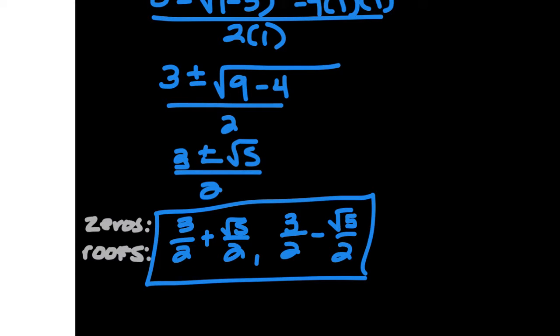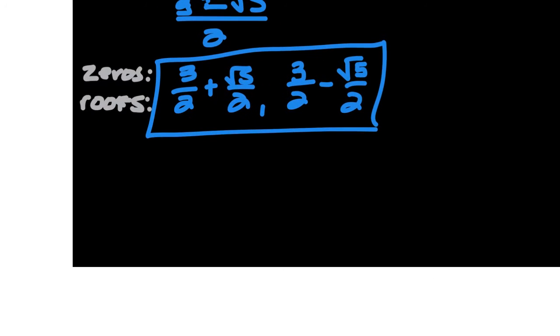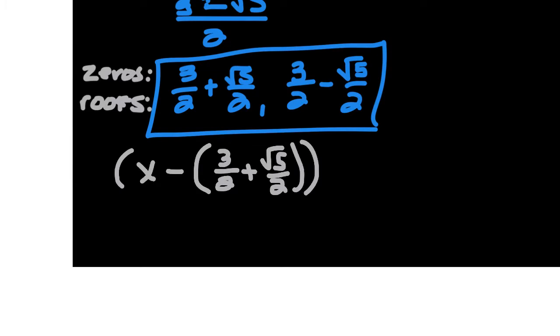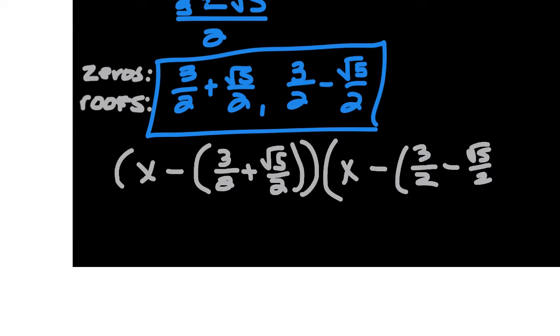Solutions, okay, that's what those would be. Now to write it as a product of linear factors, I have to put x minus in front of each of those. So x minus 3 over 2 plus root 5 over 2 is going to get the parentheses because that minus is going to both. And then x minus 3 over 2 minus root 5 over 2.